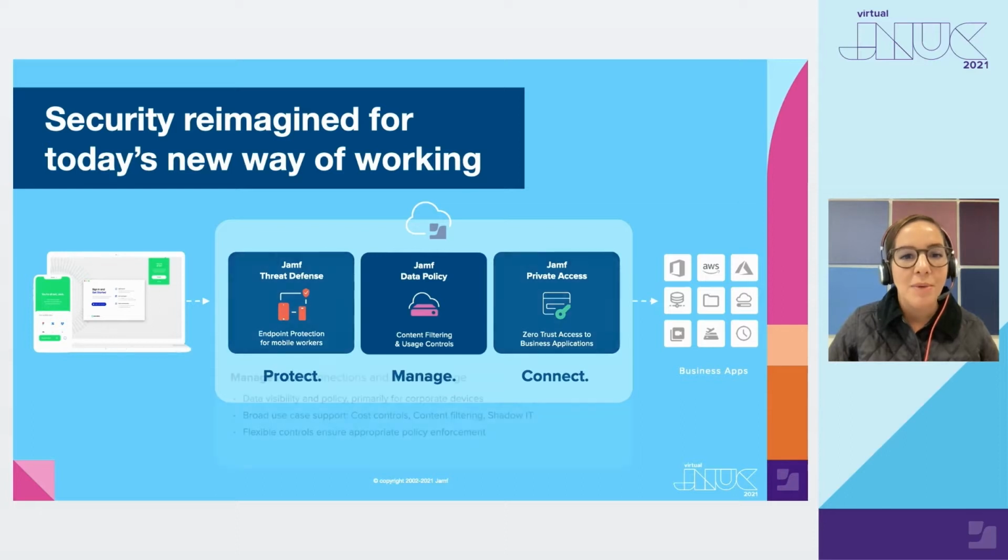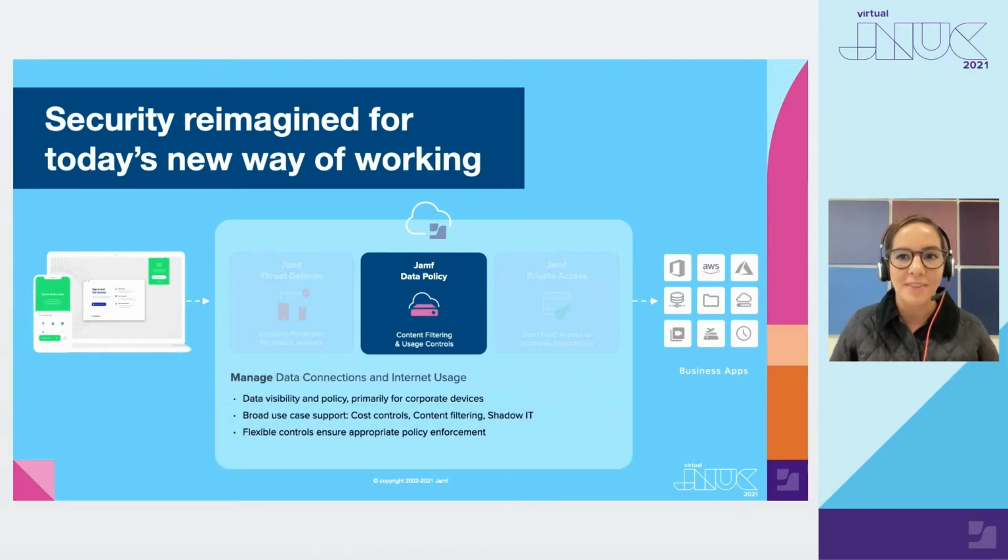So like I said, today we're going to focus on Jamf Data Policy. With Data Policy, we give you the controls to extend your acceptable usage policies down to your mobile devices. We give you real-time insight into your data, and it starts with visibility into the usage by user, site, app, country, so you can really understand the who, what, and where of your mobile data.